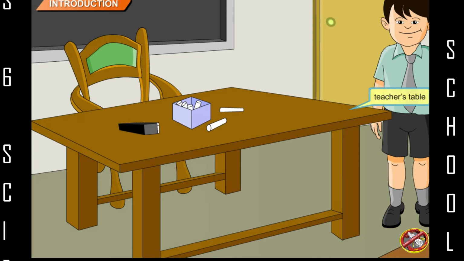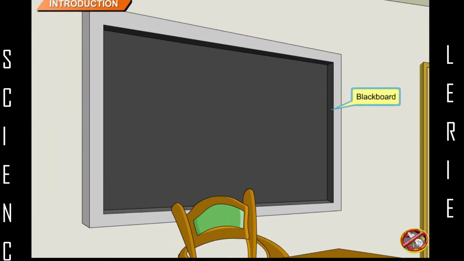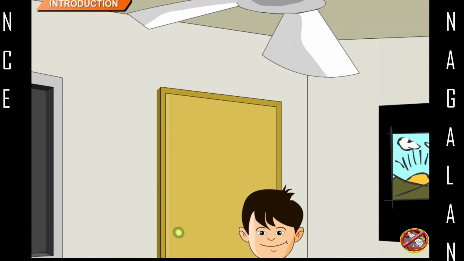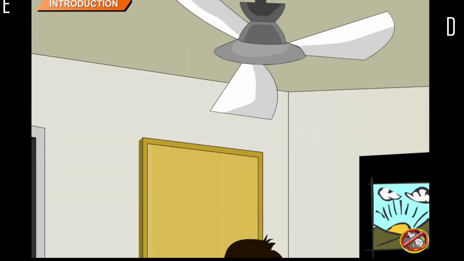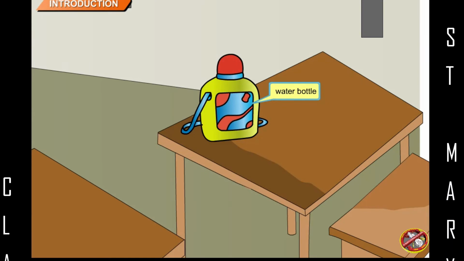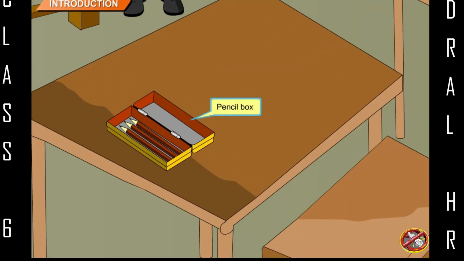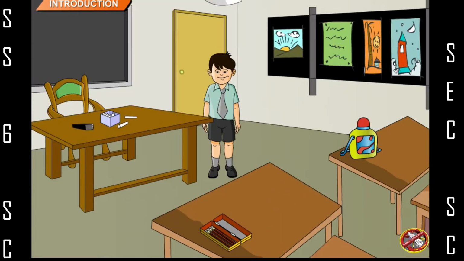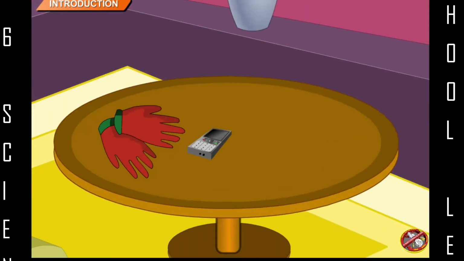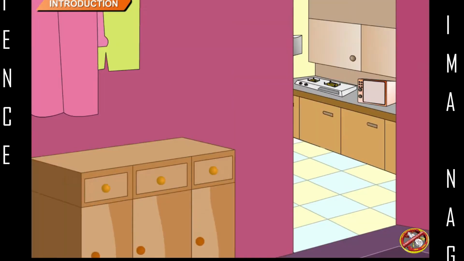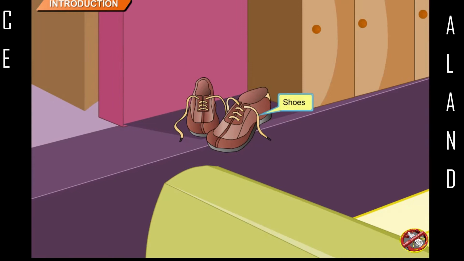teacher's table, blackboard, doors, fans, water bottles and pencil box. You see things like toys, mobiles, gloves, clothes, shoes and many other objects in your home.